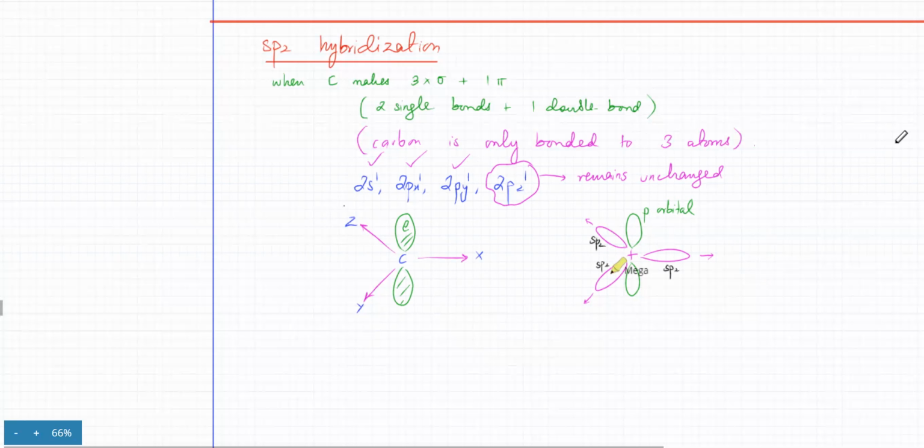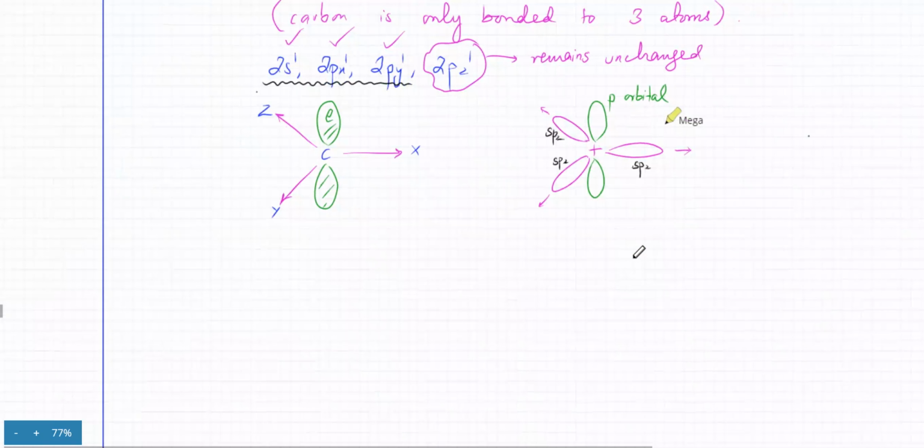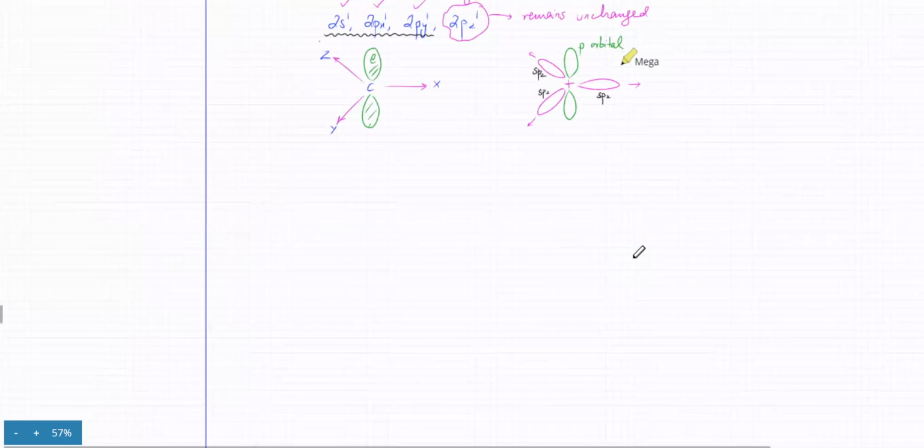Okay, so these 3 ended up changing shape, while the fourth one remained completely unchanged. So is this initial part clear? Do you understand the initial part? Okay, so now I'm going to apply sp2 hybridization, like in which molecule sp2 hybridization is happening.